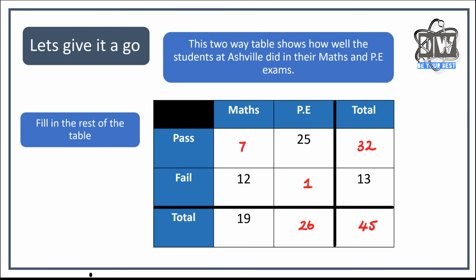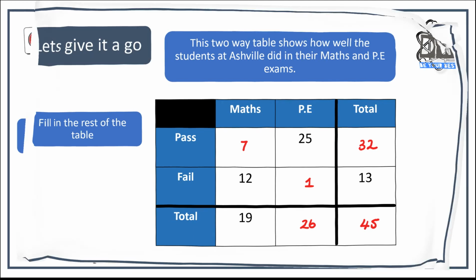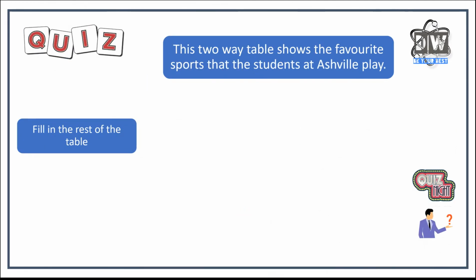So now we're just going to check. 25 plus 7 gives me 32. 12 plus 1 gives me 13. 19 plus 26 gives me 45. But also 7 plus 12 gives me 19. 25 plus 1 gives me 26. And 32 plus 13 gives me 45. I'm sure you did that. I'm sure you got it correct. Very, very well done. So now it is time for the quiz question.